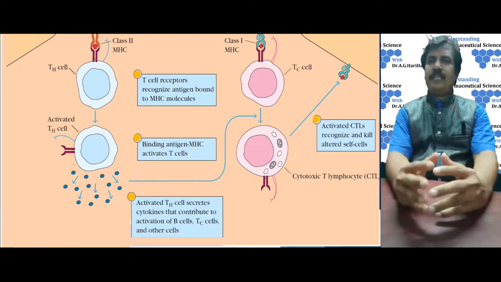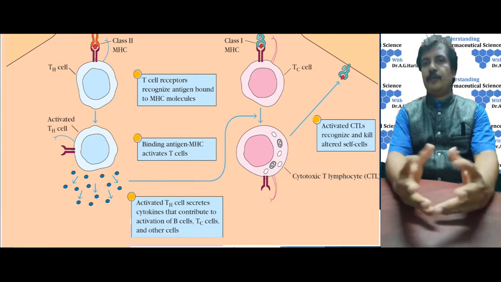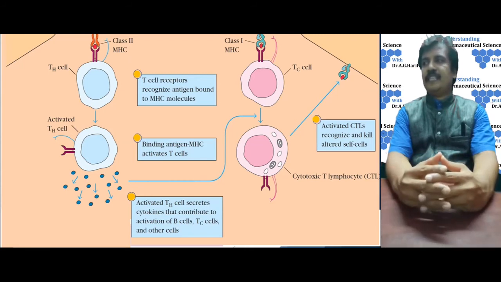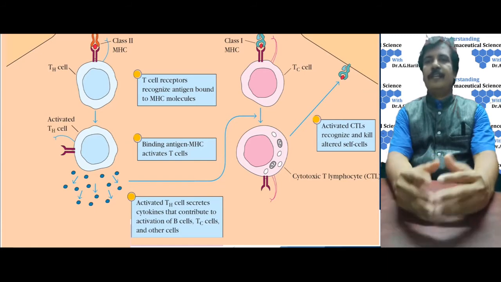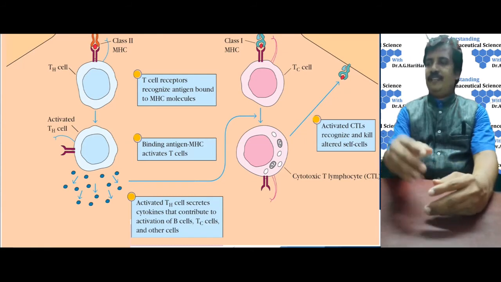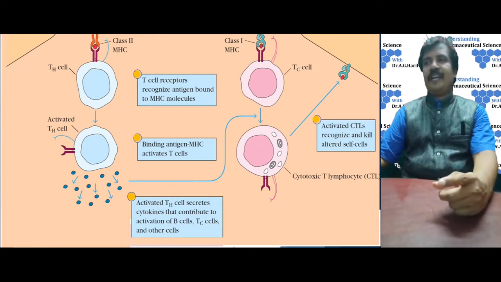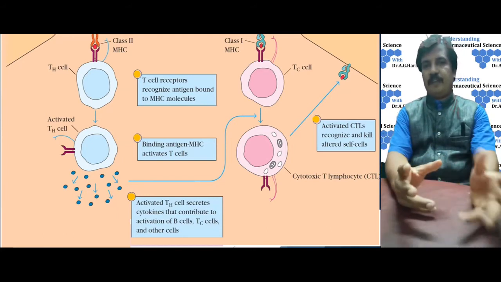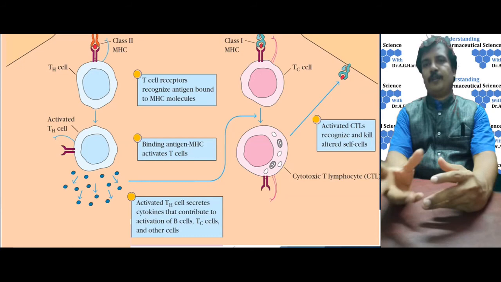Whereas MHC Class I will directly stimulate the TC cells. The inactive TC cells get activated by this MHC Class I presentation. Then they cause apoptosis of the infected cell. So these are the two major mechanisms by which this process can happen, that is with the help of helper T cells and with the help of cytolytic T cells.